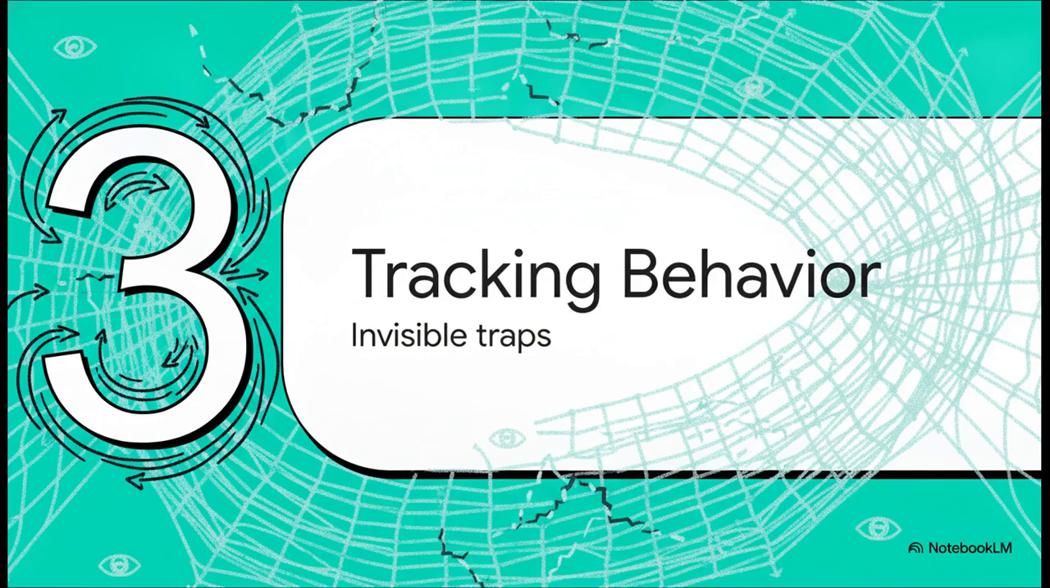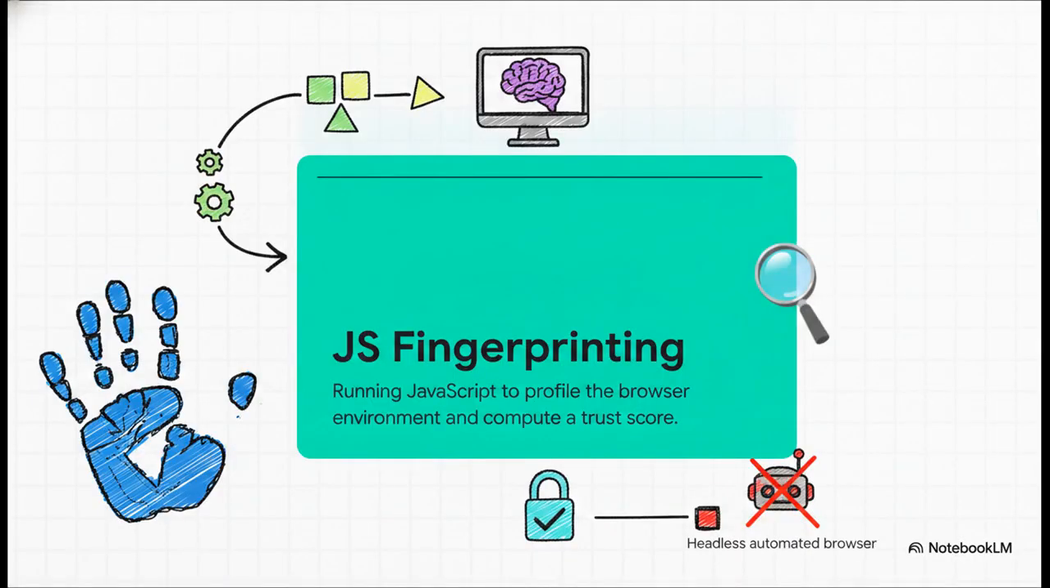Section 3. Deep inspection, tracking behavior. The invisible traps of bot detection. Let's move to layer 3 and see how this builds into the invisible traps. This is JavaScript fingerprinting. Modern sites aren't just taking your word for it based on your headers, they verify. Behind the scenes, these anti-bot services are running scripts to profile your browser's environment. They're checking your hardware concurrency, your canvas rendering, what fonts you have installed. They do all this to compute a trust score, literally verifying if you're a real human or just a headless browser pretending to be one.